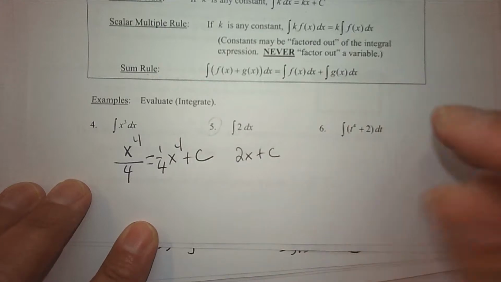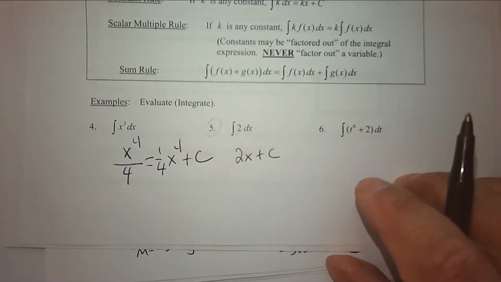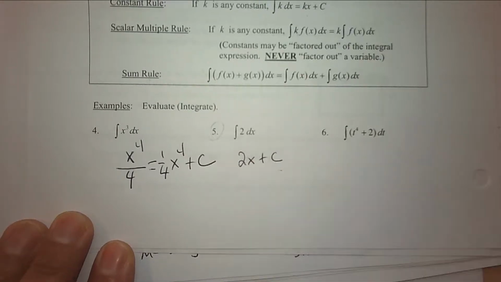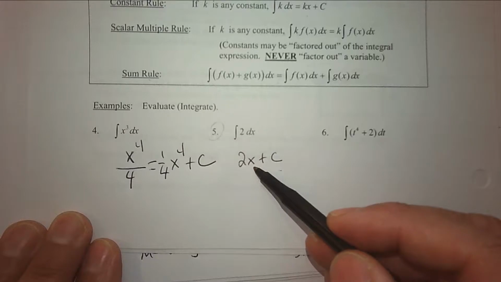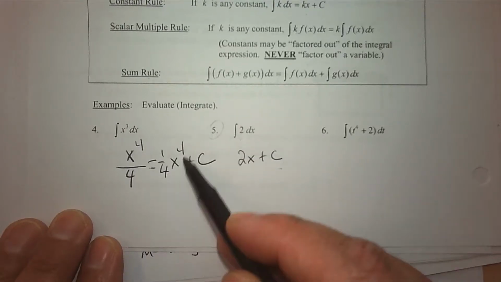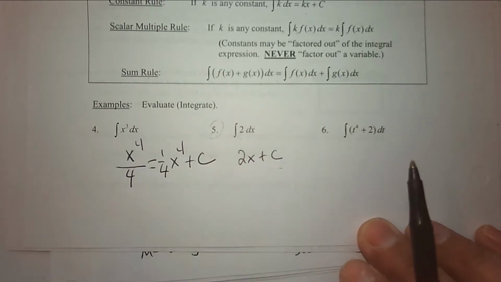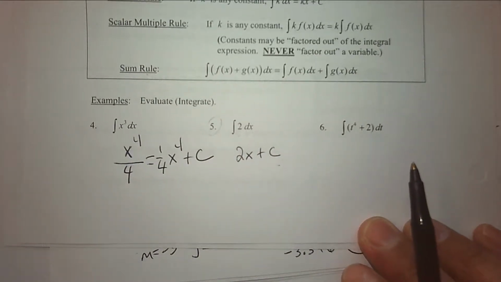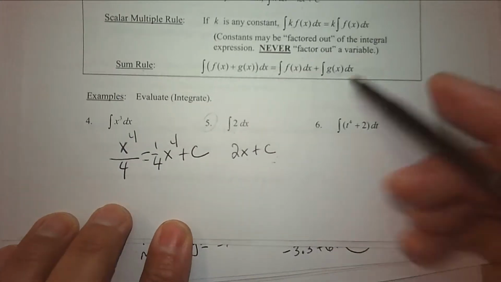Now, this will be obvious, but I want you to do this in your head always: when you take the derivative, what should it equal? What it was before, right? What's the derivative of 2x plus c? 2, right? What's the derivative of 1/4 x to the 4th plus c? You can quickly take the derivative to make sure that they are equal in terms of what you're doing.